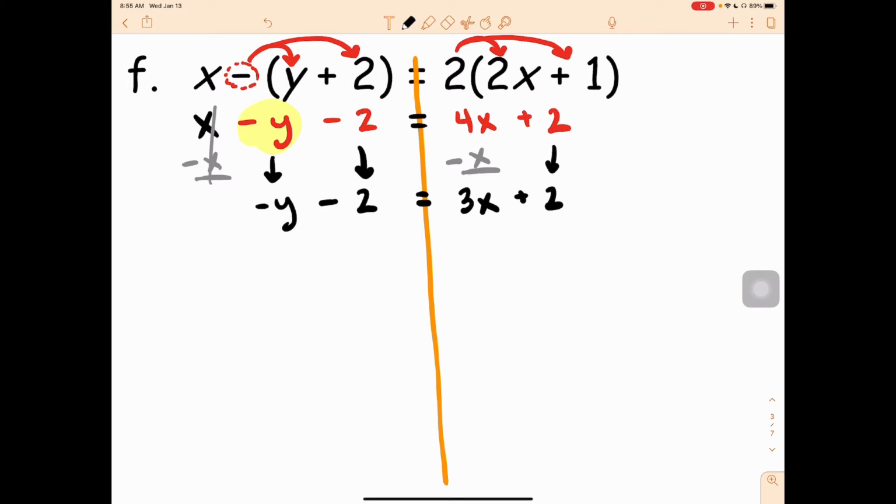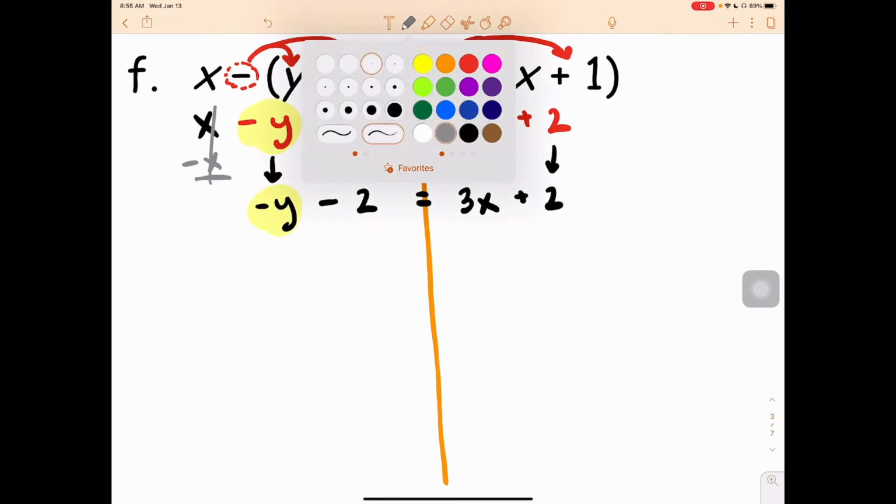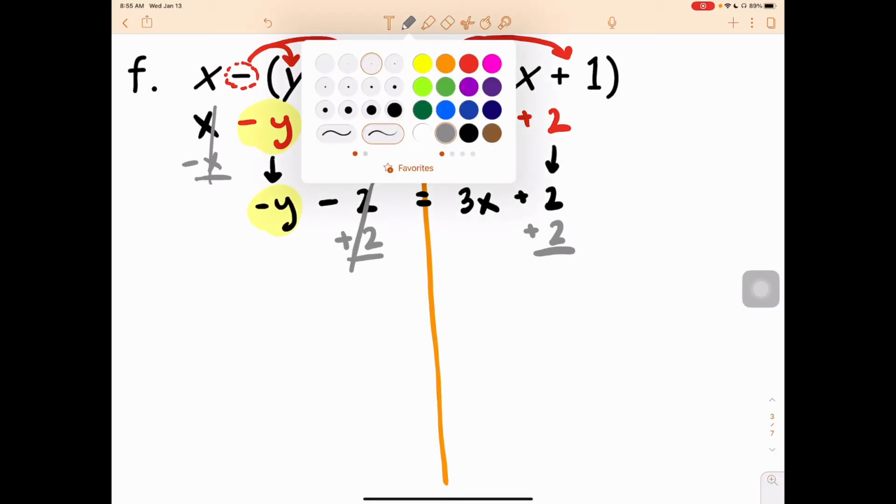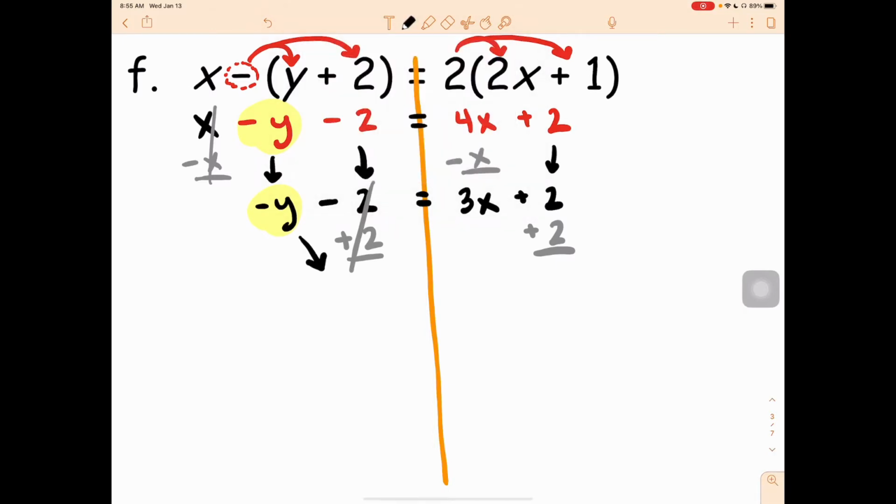Again, I want to leave that negative y over here by itself, so I need to move away this negative 2 by adding it. You do the opposite operation on both sides to get rid of it from the left-hand side. So I still have negative y here. I still have this 3x. So this is 2 plus 2 is 4.